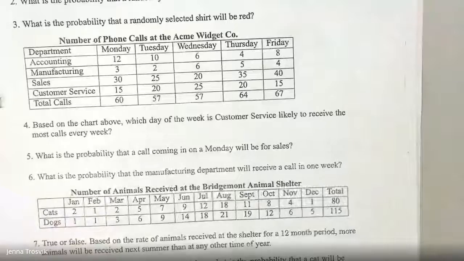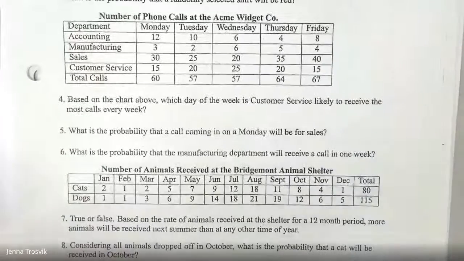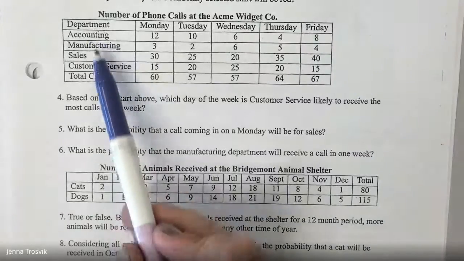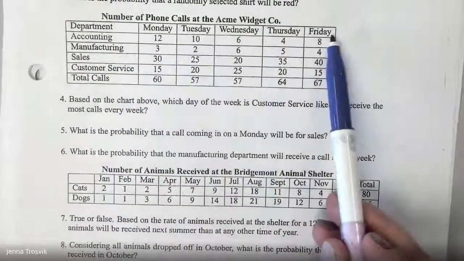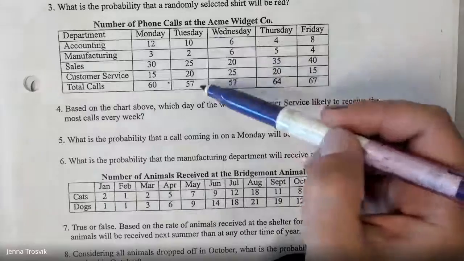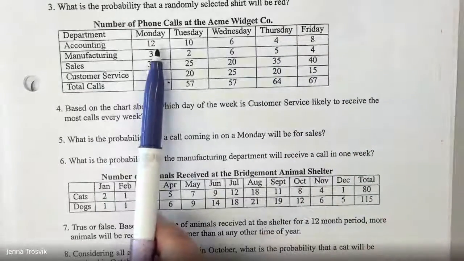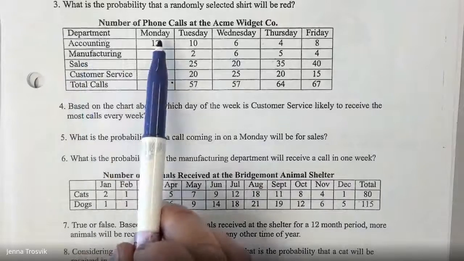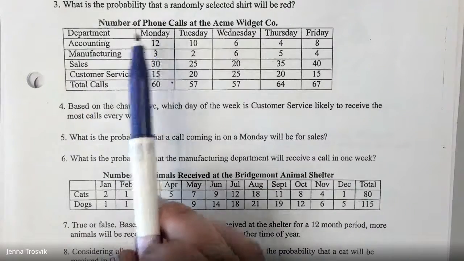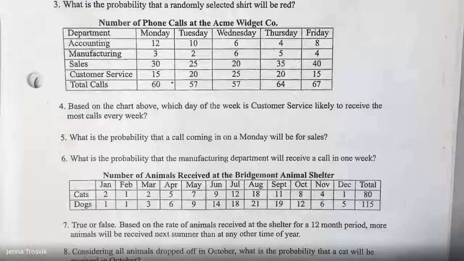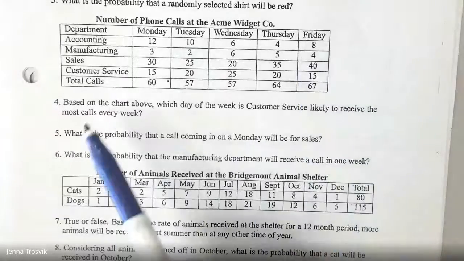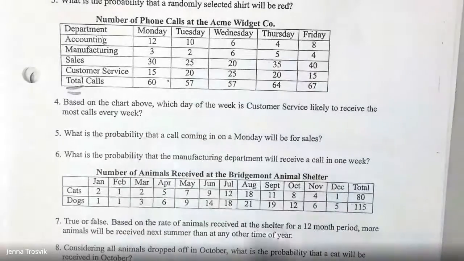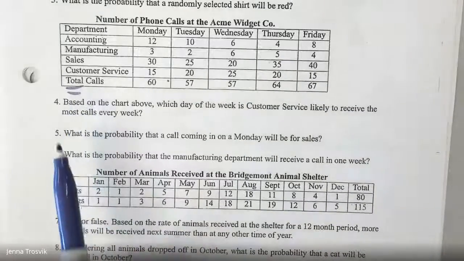All right, next section, we're going to go down to the middle. Number of phone calls at the Acme Widget Company. So it's telling me these are our departments. These are the days of the week. And all of these numbers stand for the number of phone calls to each of these departments. So say we have accounting. On Monday, they got 12 phone calls. On Tuesday, they received 10 phone calls, et cetera, et cetera. Now, we do also have a total row as well. So this might help us with our probability.